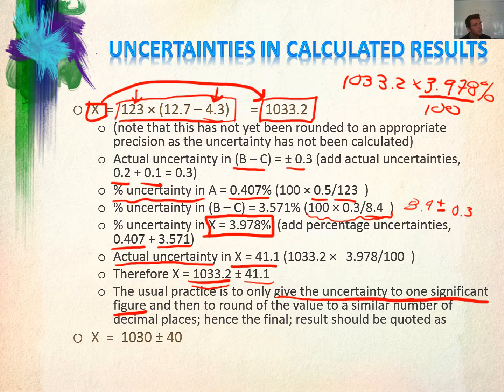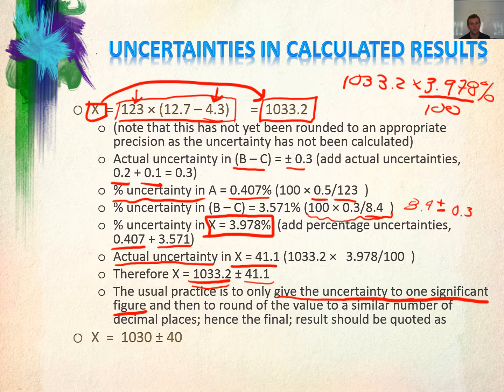So therefore, x ends up being that value plus or minus 41.1. This is an incredibly precise number. Our values to start with weren't this precise, so our answer can't be this precise. So what we need to do then is use our sig figs to round it out.